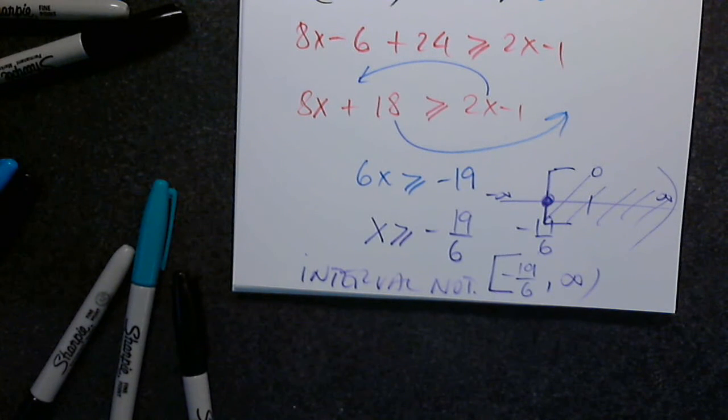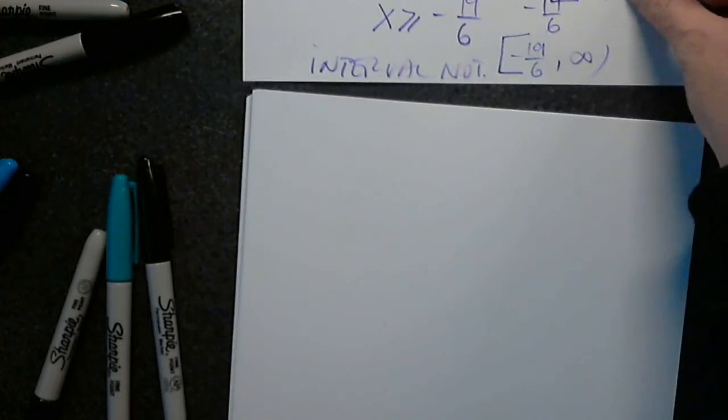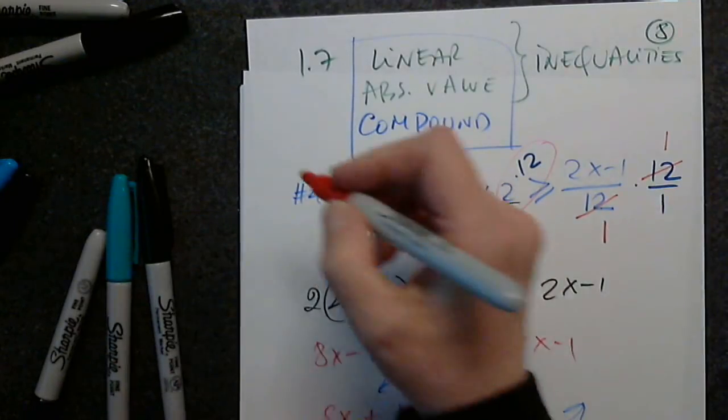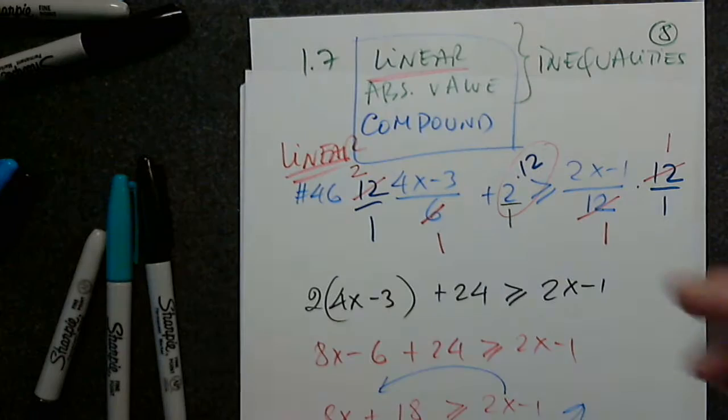Okay, so I think we should look at another. Or are we okay with this? Okay, if you find something, please bring it to class then. So these were linear inequalities.